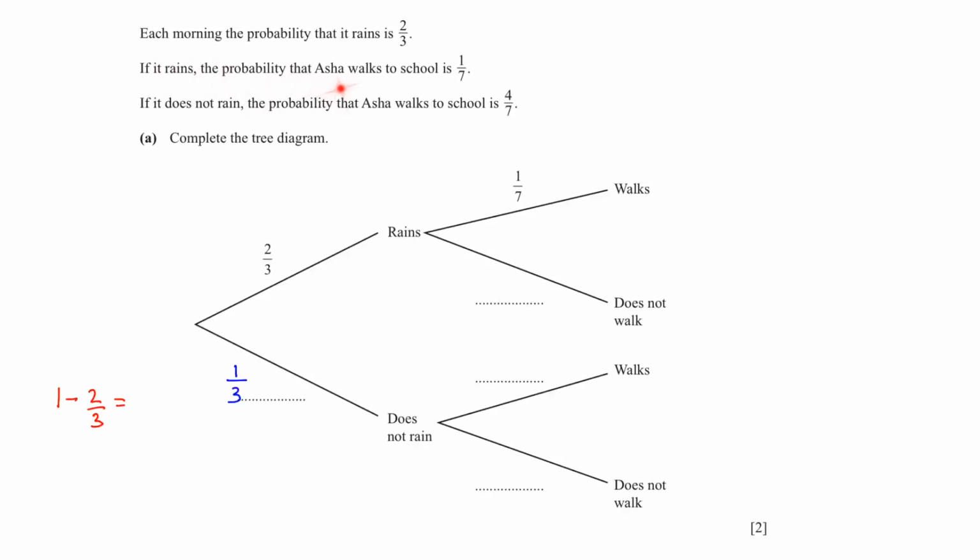If it rains, the probability that Asha walks to school is 1 over 7. So this is 1 over 7. This will be 1 minus 1 over 7, which is 6 over 7. If it does not rain, the probability that Asha walks to school is 4 over 7. So this here is 4 over 7. And does not walk will be 1 minus 4 over 7, which is 3 over 7. So we completed the tree diagram.